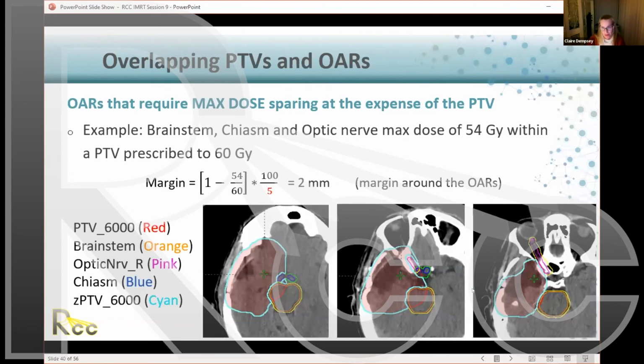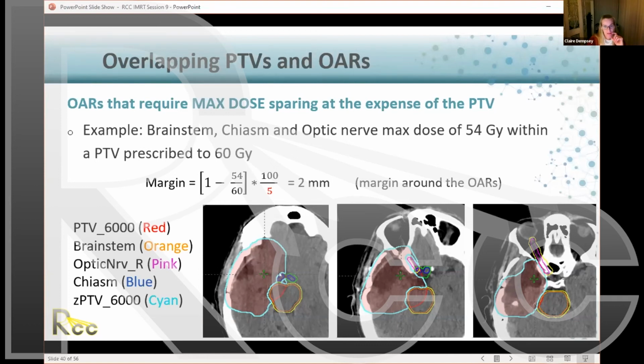So here's just a visual example of that. We've got brainstem, chiasm and optic nerve that cannot receive more than 54 gray within a PTV prescribed to 60. So we've got our 2 millimetre margin. And so what we would have is our brainstem here in orange. We then have our 2 millimetre margin around the brainstem in yellow. Same thing for our chiasm, with a 2 millimetre margin around that in green. And then that volume is subtracted from our PTV, which is in red.